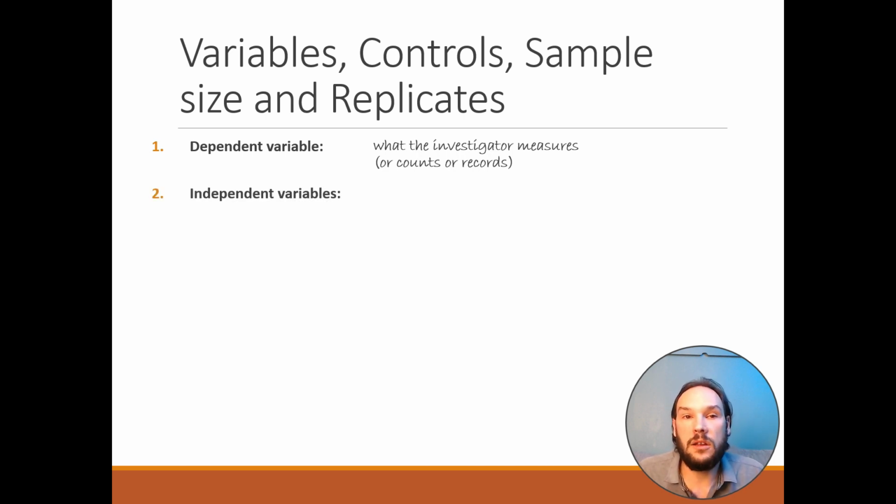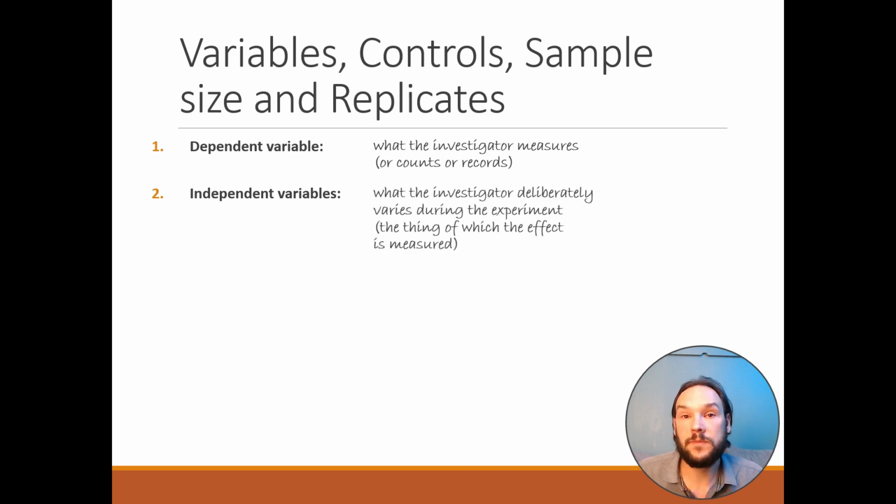When we are looking at independent variables, this is what the investigator deliberately varies during the experiment, or in other words, the thing of which the effect is actually measured. If you're interested in a medication, the medication becomes an independent variable as it is altered, maybe in concentration. Maybe one group gets it and one group doesn't.